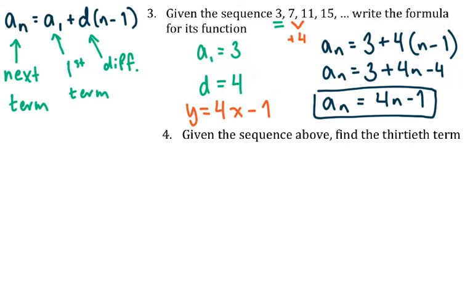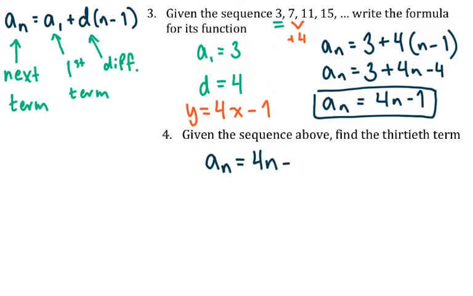Now, in number 4, it says, given the sequence above, find the 30th term. And this is what's great about a formula, is that you could have just kept going plus 4, plus 4, plus 4, all the way out to 30, but that seems like a lot. And if you've got the time, can't argue that you do at this point. That's just fine. But we can use maybe our time a bit better than that.